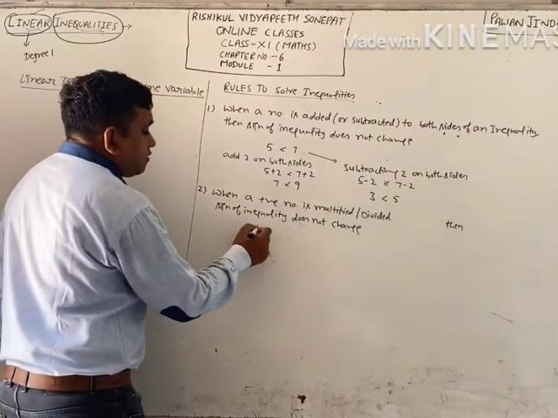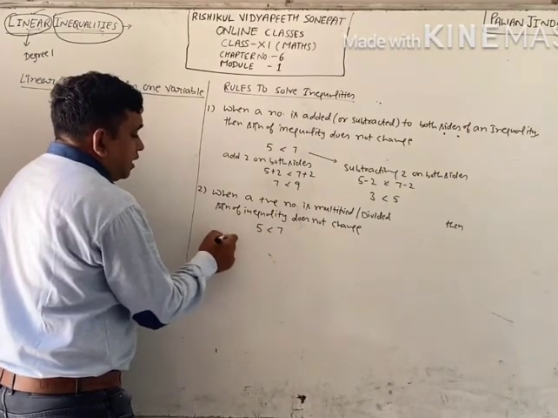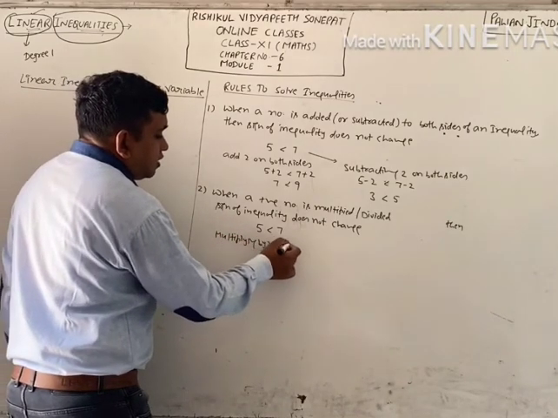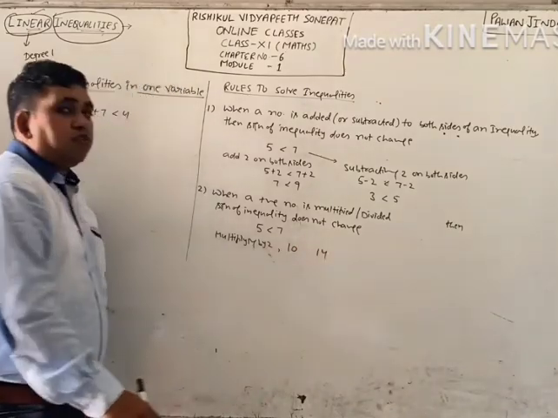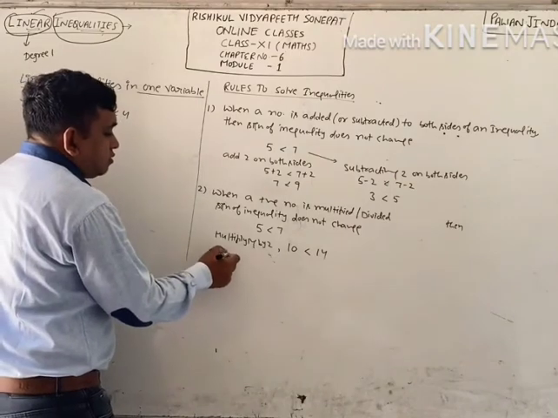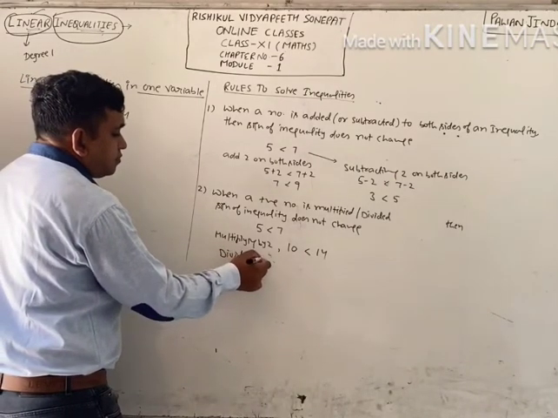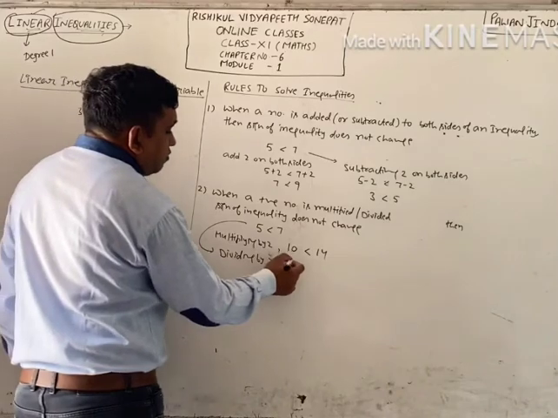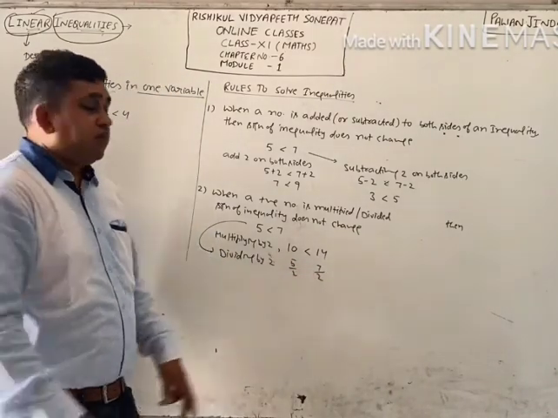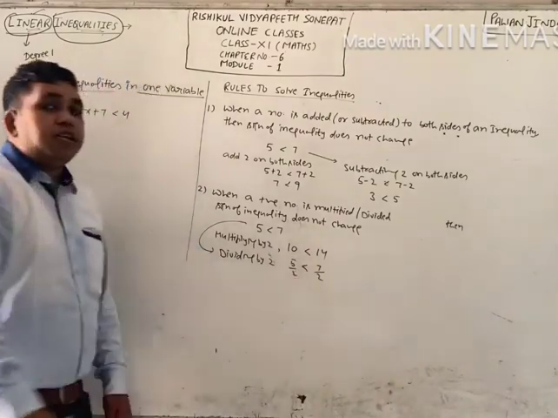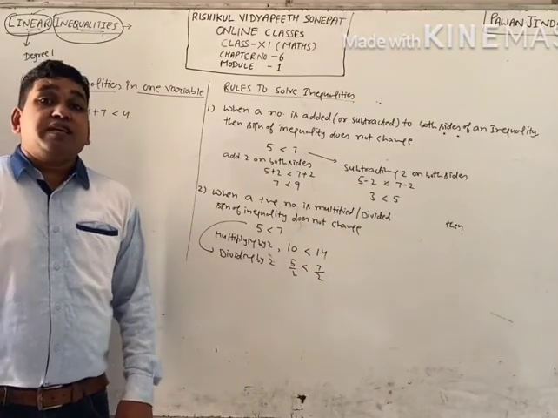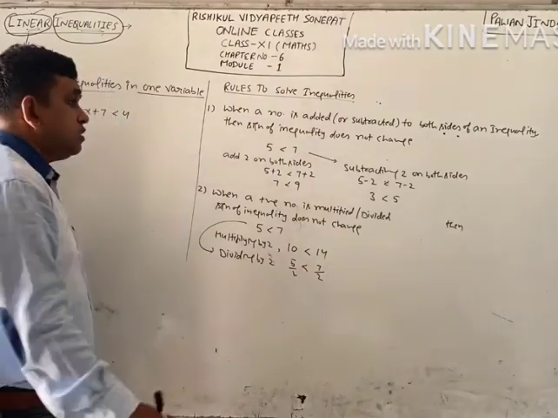See, 5 less than 7, multiplying by 2. What you get? 10. Here you will get 14. And you can easily check 10 is less than 14. Dividing by 2. See what you will get? 5 by 2. 7 by 2. 5 by 2 is 2.5. This is your 3.5. And clearly 5 by 2 is less than 7 by 2. The sign remains same. Sign of inequality does not change.